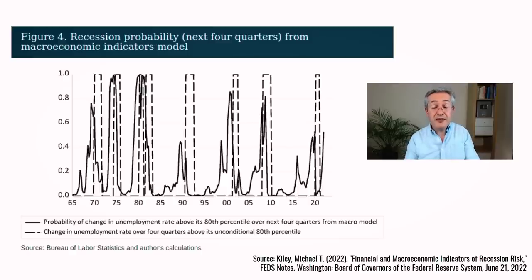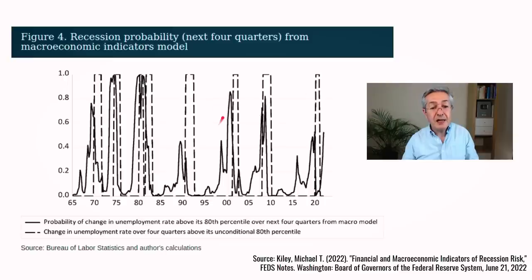Now, these are forecasting models, so they look some time into the future, in this case four quarters, so that's a year into the future, to try and gauge the probability of a recession. Now, in fact, he comes at this indirectly. What he's actually forecasting is a spike in unemployment. But as we saw, that's a very good predictor of US recession.